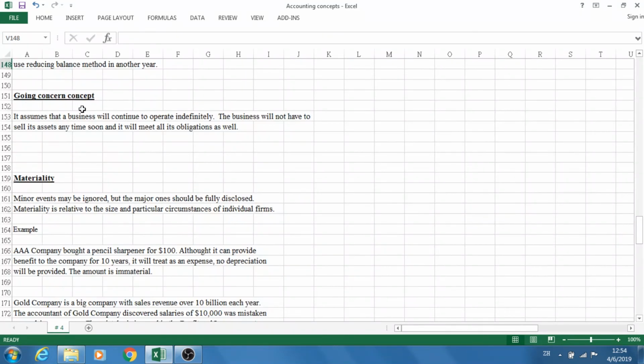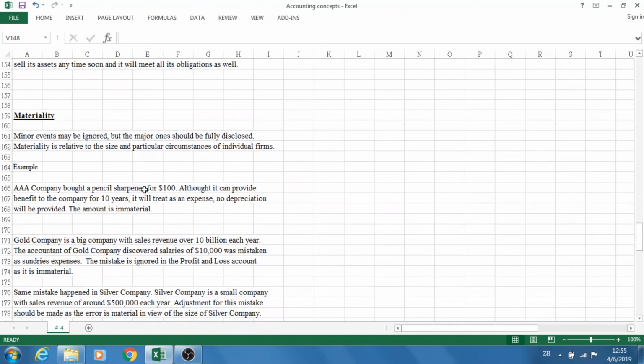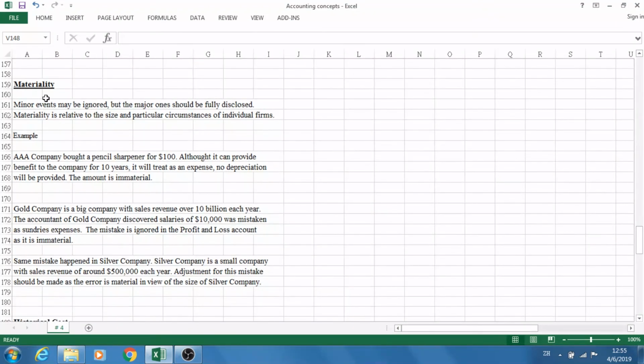Going concern concept. It assumes that a business will continue to operate indefinitely. The business will not have to sell its assets anytime soon, and it will meet all its obligations as well. Materiality. Minor events may be ignored, but the major ones should be fully disclosed. Materiality is relative to the size and particular circumstances of individual firms.